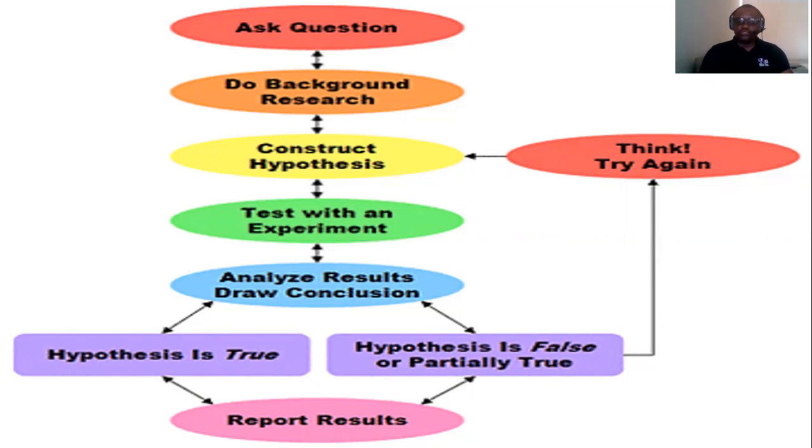Now, when you analyze the result and your hypothesis is true, you can go ahead and report the results. If you analyze the results and the hypothesis is false or partially true, you can think and try again. You go back to your hypothesis and try to make corrections so you can make it true. Once your hypothesis is true, you have answers to the questions you had from the beginning, or you have a solution to a problem if you had a problem. Now you can share the answers to the questions, or the solution of the problem you had from the beginning, with the public.